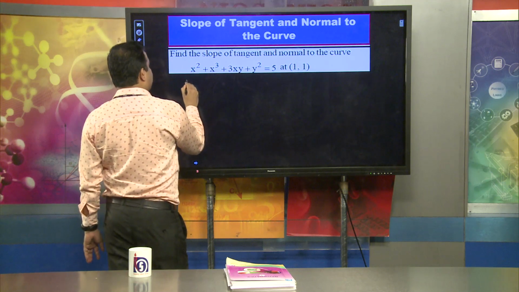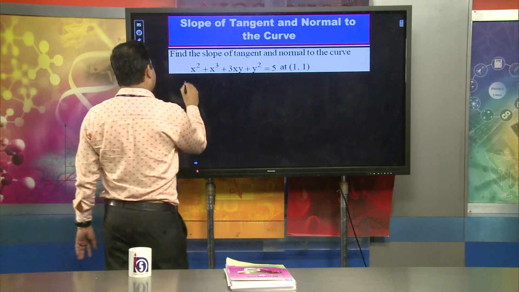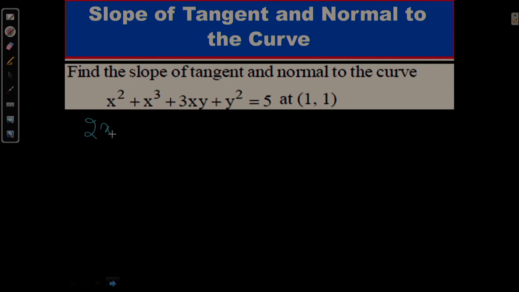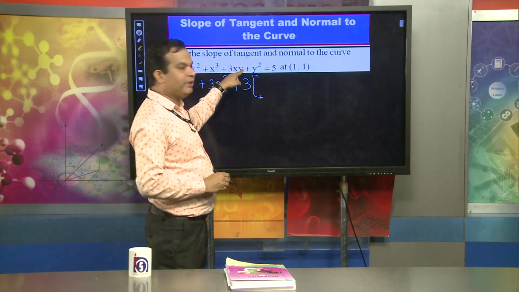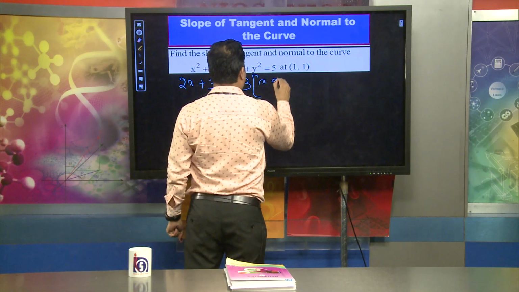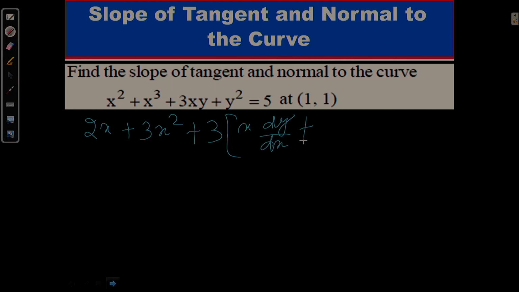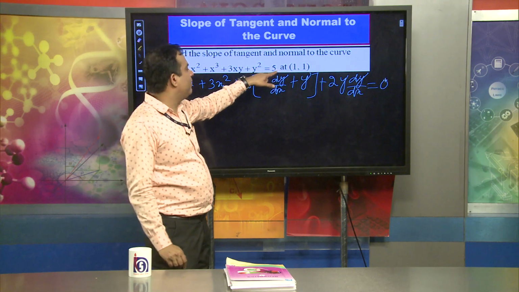When we differentiate x square with respect to x, you will get 2x, plus 3x square, plus 3xy. For xy, it is first into derivative of second, so I can write x into dy by dx plus y into dx by dx, which equals 1. Then plus y square: when we differentiate it, 2y into dy by dx, which is equal to 0, because the derivative of 5 is equal to 0.